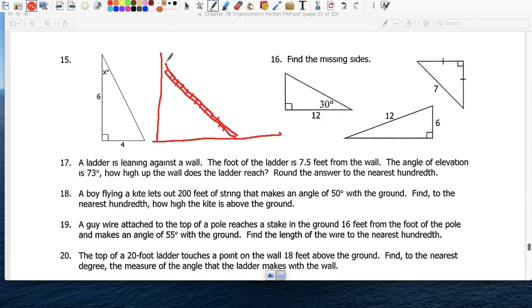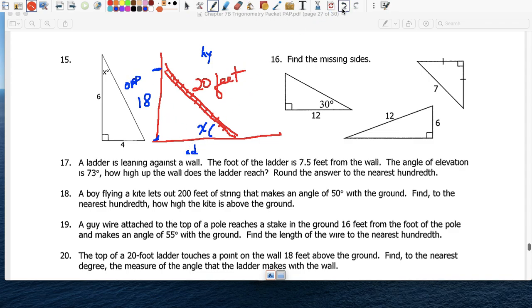All right, so they're saying that this is 20. The ladder is 20 feet, touches the wall above the ground. So from here to here is 18. Find to the nearest degree the measure of the angle that the ladder makes with the wall. So this is what they're looking for. So we know the hypotenuse. We know the opposite. Adjacent, we don't know.